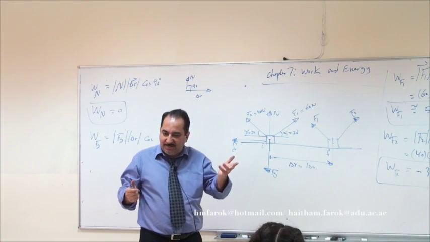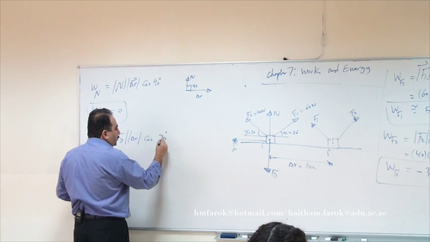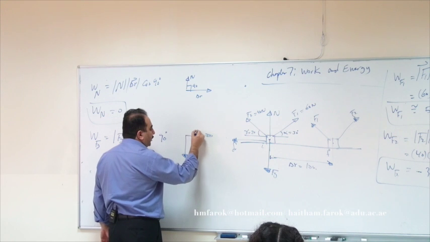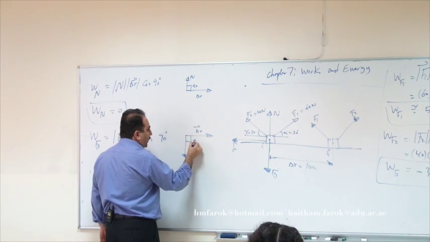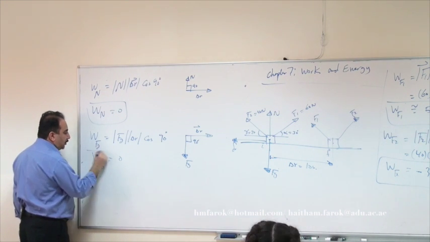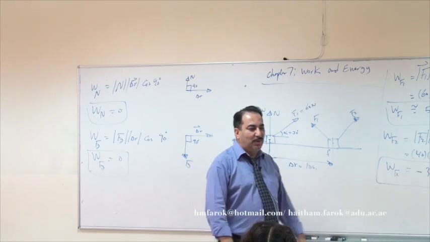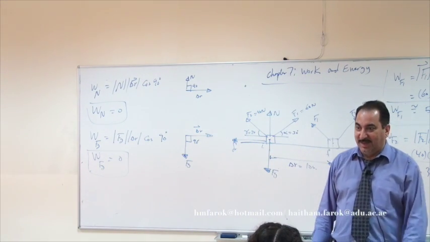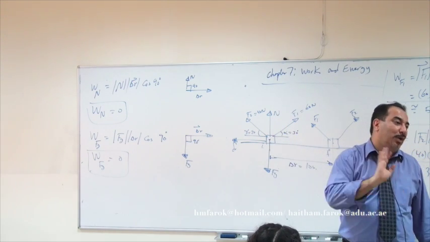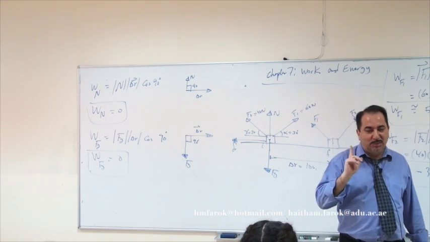You are looking for something else. We need the angle between them. So if I draw it, Fg is this way, delta R is this way, so the angle is 90. So the work of gravity is what? 0. Now, I know some of you will conclude that work of gravity is always 0. Wrong. Here it is 0. But work of normal force is always 0. That's the right conclusion. But WFg is not always 0.